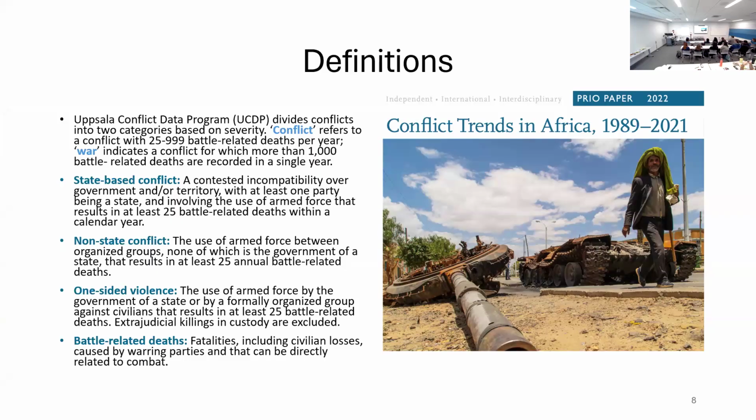Non-state conflicts, these are conflicts that can occur between ethnic groups or different political groups. And then there's one-sided violence. This can involve a state or not, where you've got one group attacking another group. And then battle-related deaths. What are those? How are those calculated? Why does that matter, in terms of how we calculate deaths?